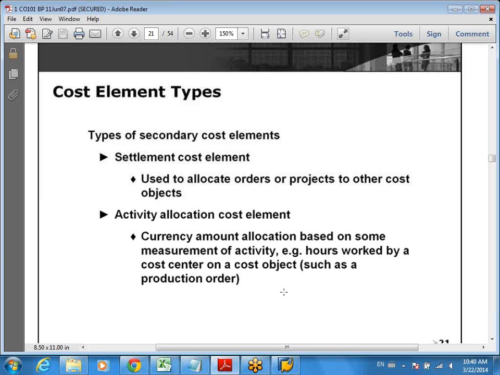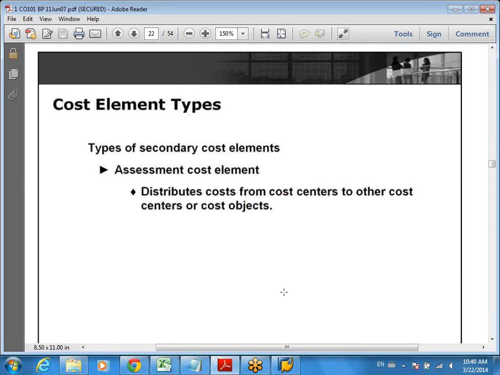And also there is settlement cost and allocation cost. And currently the allocations are mostly based on activities, hours worked. So I need to do the activity allocations within the cost element. Right? So activities could be hours worked, could be SKUs, production orders, and settlements and allocations. We'll look at all those terms later.